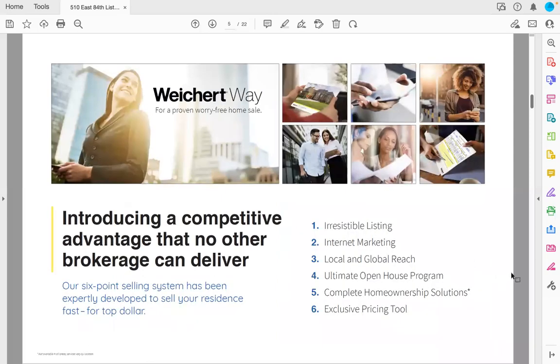So again, we have a 6-point way of doing things, and I'd like to go into that with you. We're going to create a really irresistible listing. We're going to have some of the best internet marketing. We're going to make sure that we hit both the local market as well as the regional and the global market. We have an open house program that I think is a bit different.